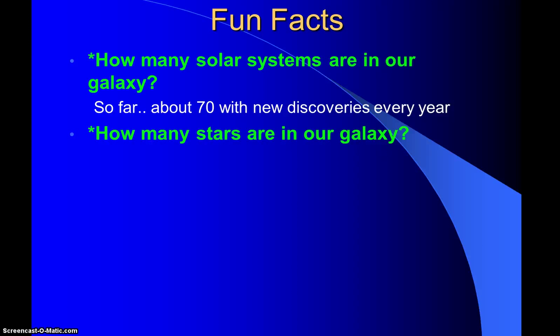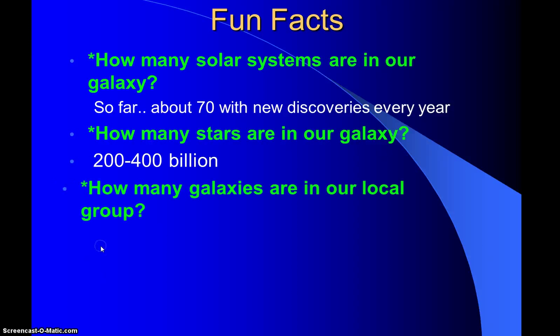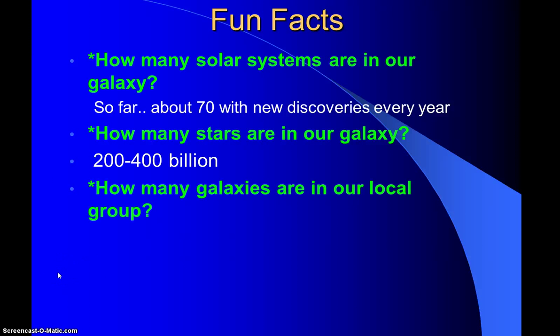How many stars are in our galaxy? I showed you guys that picture of all the stars, and it looked like sand. It's estimated between 200 and 400 billion. Basically what they do is they take a section of our galaxy, they look at it, and with the help of computers they're able to count them, and then they extrapolate that out to the size of our galaxy, and they figure 200 to 400 billion. It's a lot.